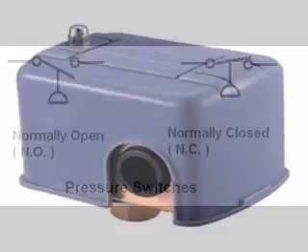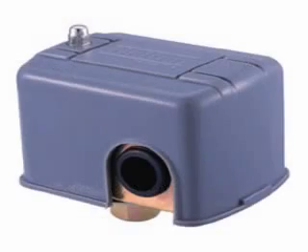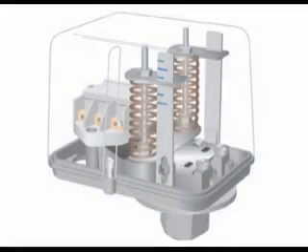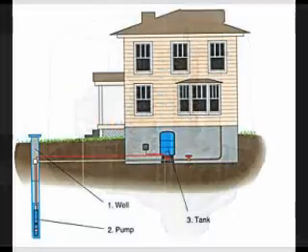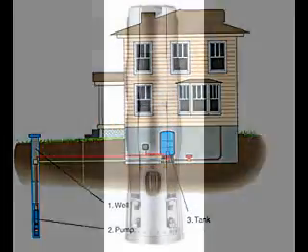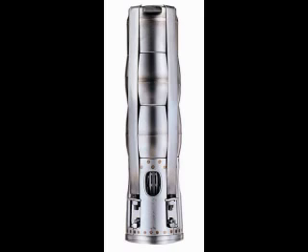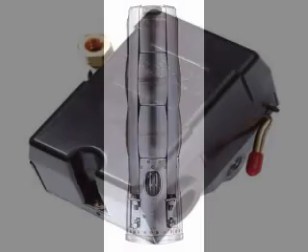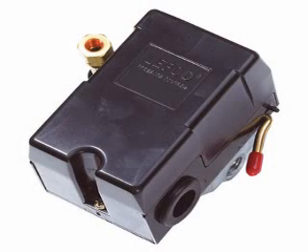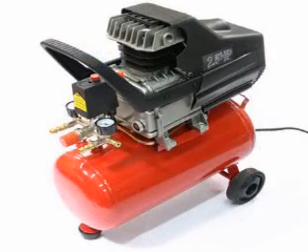This is a pressure switch commonly found on pumps for water wells. It is a normally closed pressure switch. It opens when the water pressure is high enough in the water tank, and that turns off the water pump in the well. This is a pressure switch commonly found on air compressors. It is a normally closed pressure switch. It opens when the air pressure is high enough in the tank, and that turns off the motor that turns the air compressor.